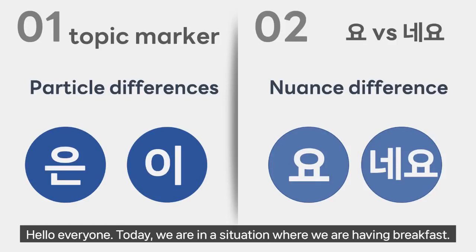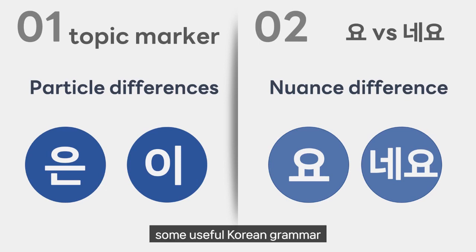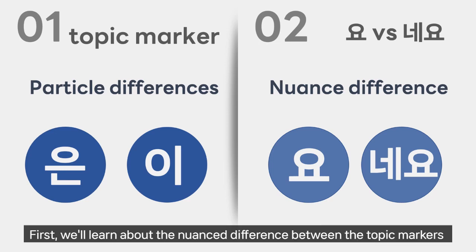Hello everyone. Today, we are in a situation where we are having breakfast. Before starting our conversation, let's briefly look at some useful Korean grammar. First, we'll learn about the nuanced difference between the topic markers, un, and e.